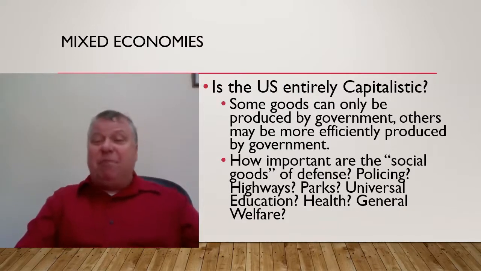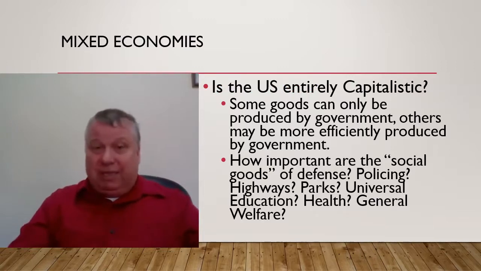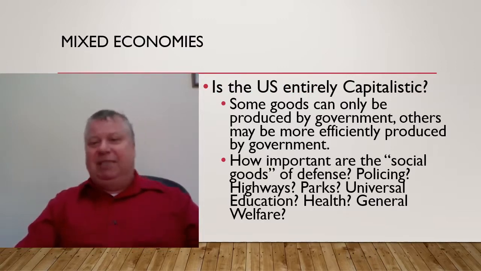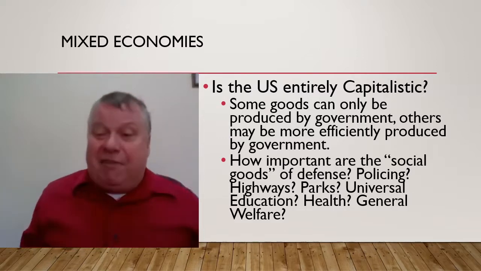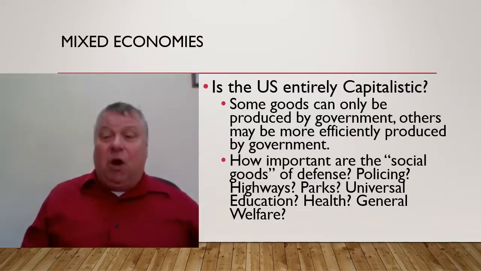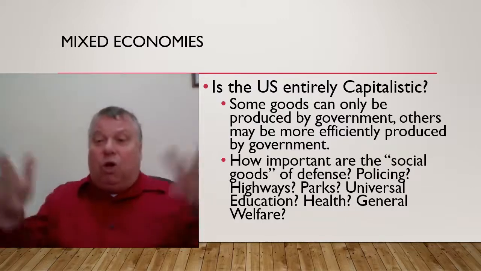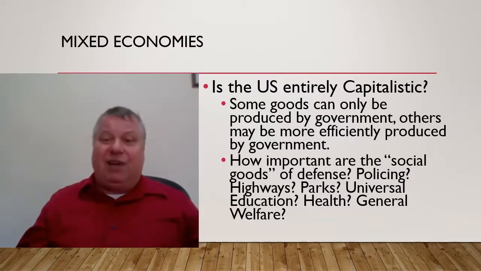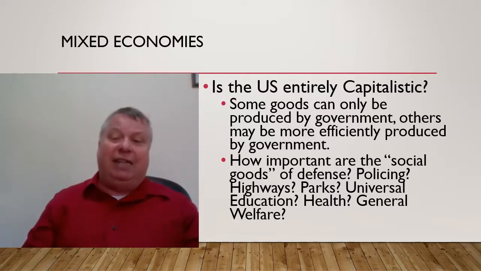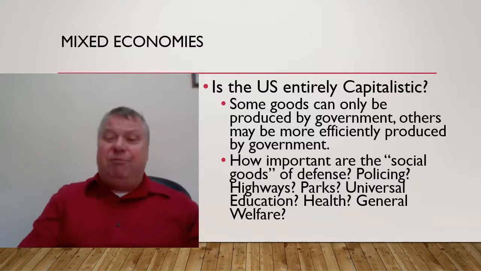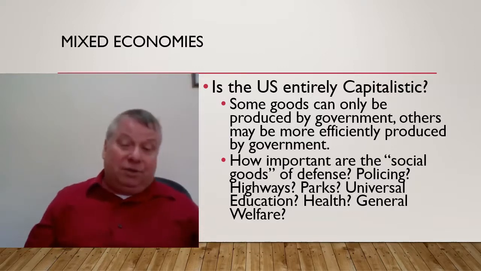So in reality, most economies are mixed economies. The United States, for example, is not entirely capitalistic. A lot of goods can only be produced by the government. That's why the government's there. Only the government can produce law and order. Right? By its very definition, government is the organization that creates and produces law and order. And by that token, government must be there before anything else.